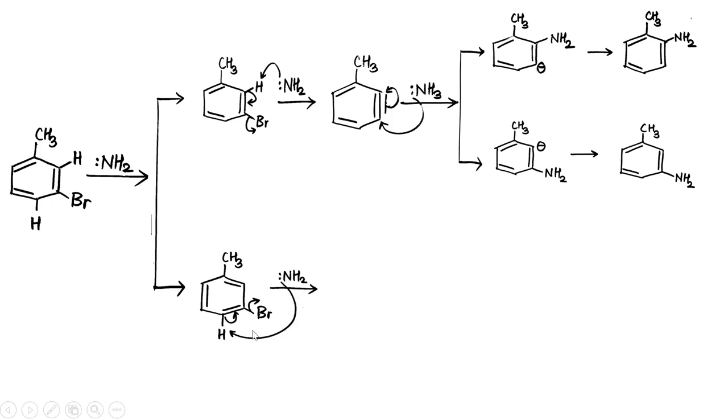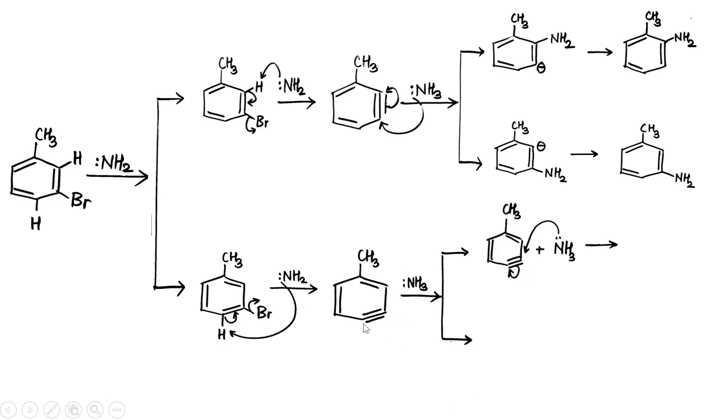If this lone pair abstracts this hydrogen, electrons will shift here. There is formation of one double bond and these electrons will shift on bromine and Br minus is eliminated. So you will get this type of benzyne. Now again there are two possibilities. Which two? The NH3 lone pair will attack on this carbon or attack on this carbon. Let's see one by one. In the first case, if this NH3 attacks on this carbon, electrons will shift on this carbon, so we'll get a negative charge at this carbon and that negative charge will abstract one hydrogen from this NH3, and you will get simply the substitution product, that is toluidine.